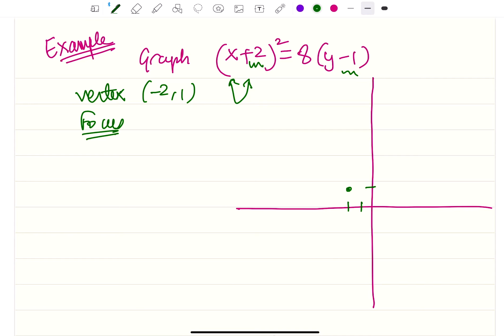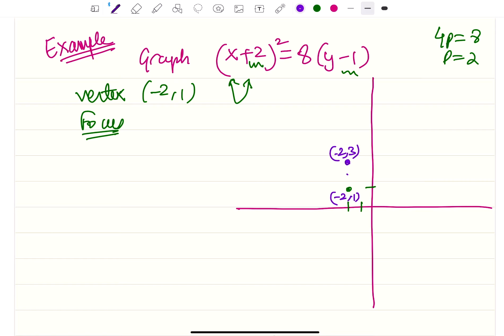So for the focus, let's go ahead and find the p. 4p is equal to 8. P is going to equal 2. The focus in this case will be 2 units inside my parabola. So if I go 2 units inside my parabola, my x coordinate is not going to change for the focus. The y is going to change. It's going to be -2 and 3 because the vertex was -2 and 1.